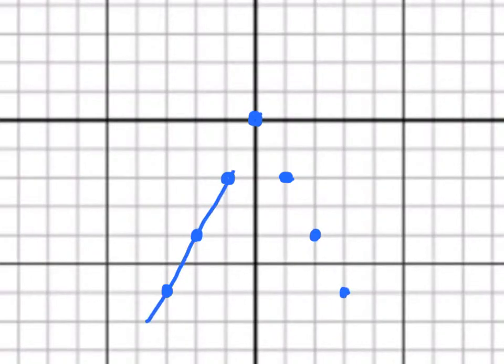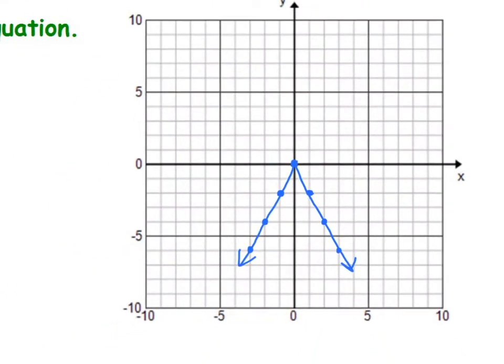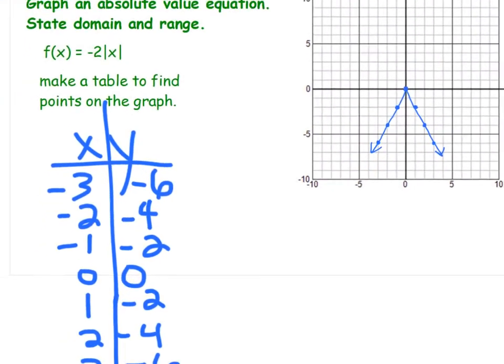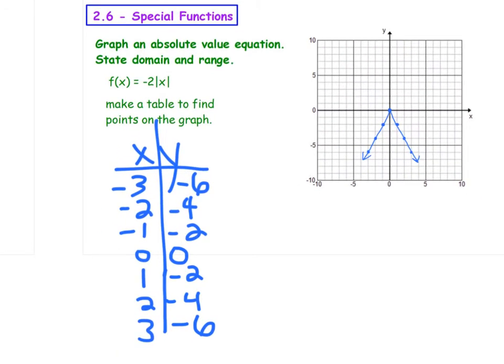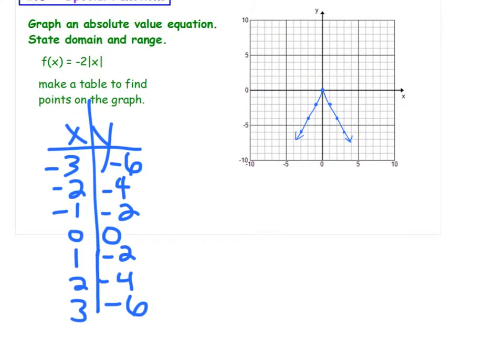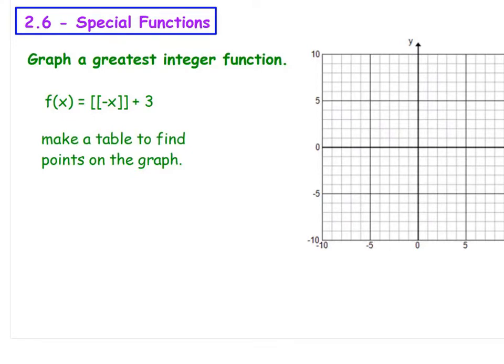So we can see that pattern, and you can see that it's upside down. It's an upside down V. So it's a little skinnier because that 2 is doubling all the outputs, and then it's upside down. So the 2 doubled all the outputs, and the negative flipped the graph over the x-axis. So this is actually a reflection graph. So anytime you have that negative on the outside, it's going to flip the graph upside down. And that's it for that absolute value graph. We'll do a couple more greatest integer function graphs, and then I'll let you go.